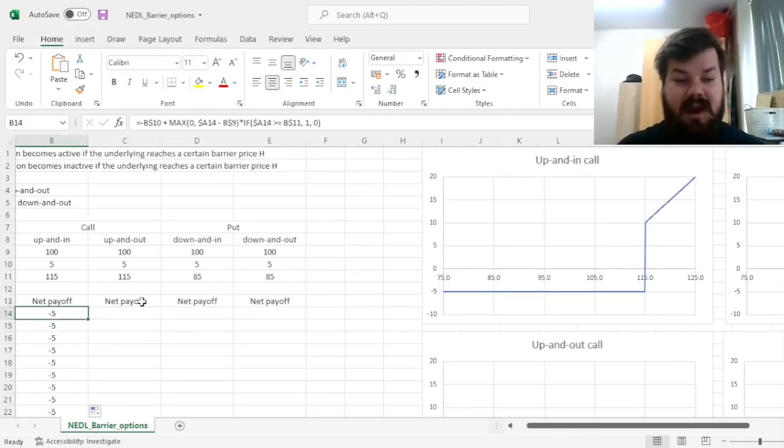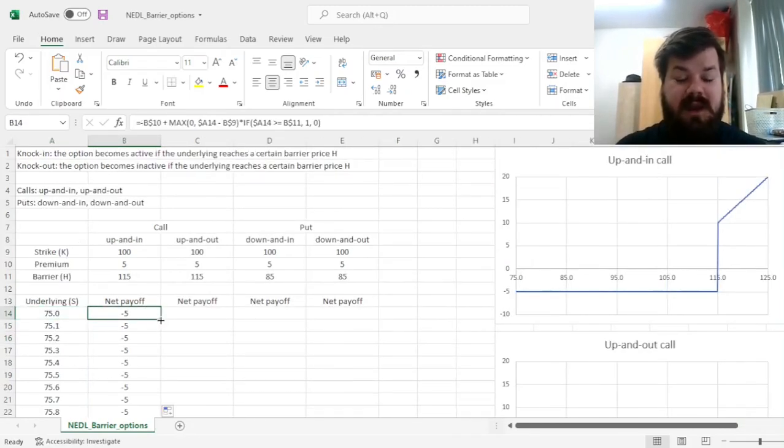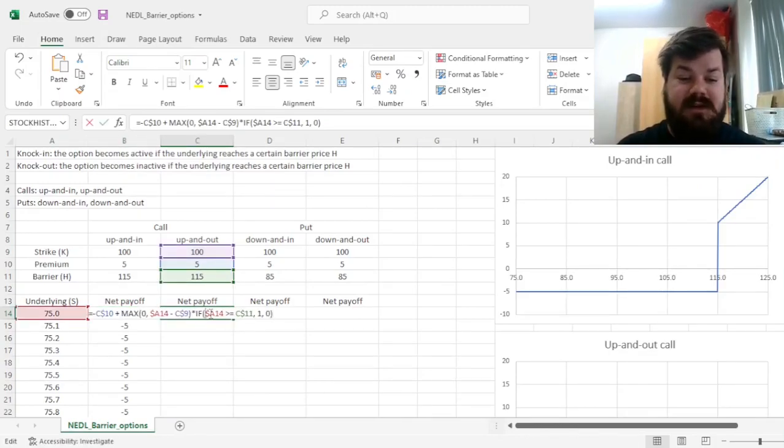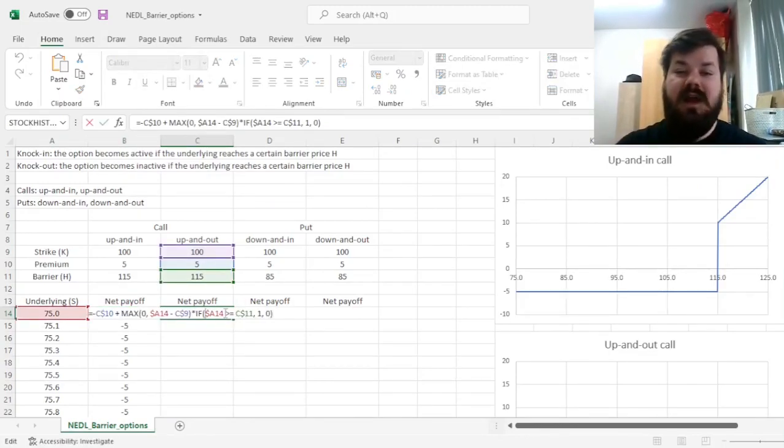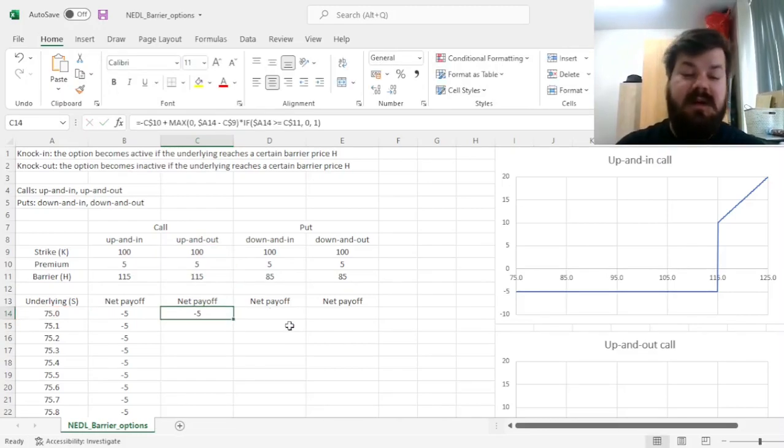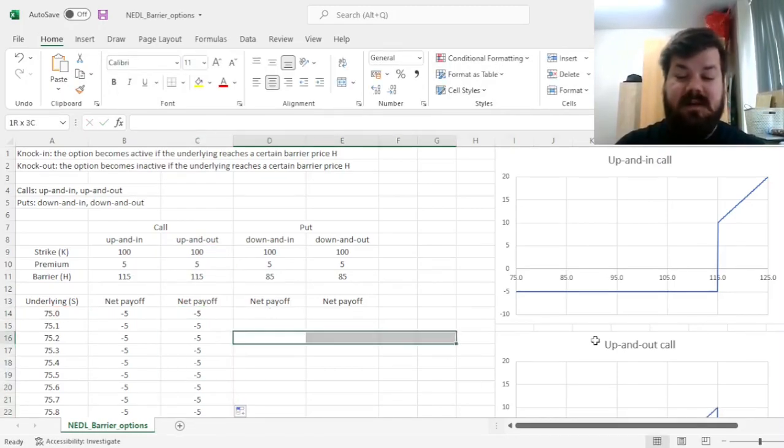In terms of the up and out call, we can drag this formula across and modify it so that the new logic of the knockout barrier option is preserved. And here, the only thing that we need to change is that the option would be inactive if the barrier is reached or exceeded, and active if it's not. And let's see how it affects the payoff structure.